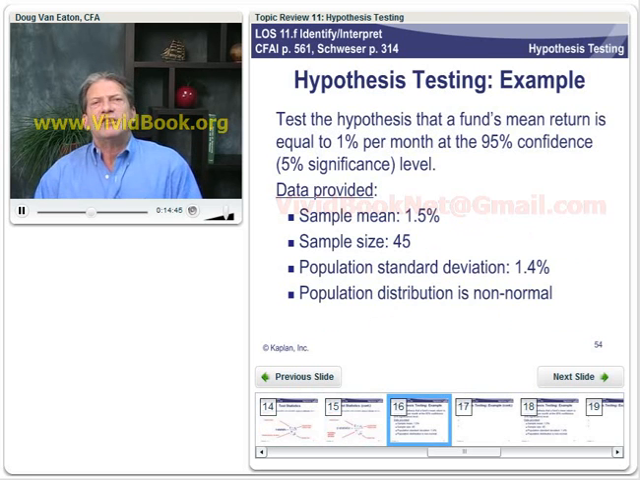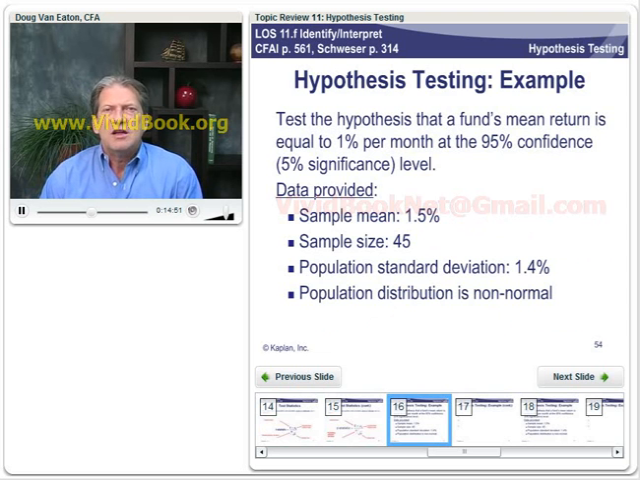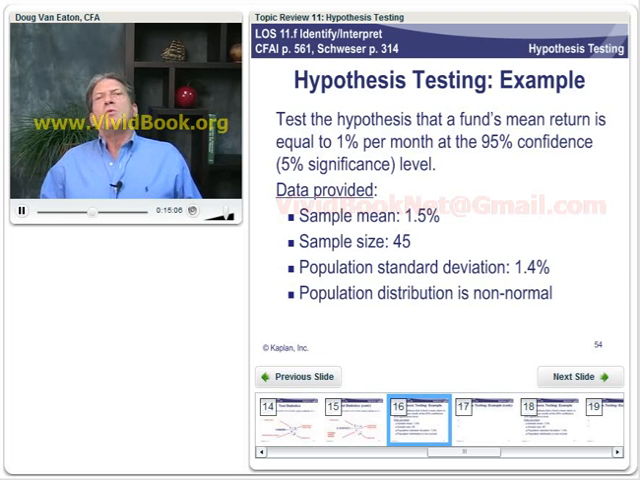So let's take an example of a hypothesis test. We want to test the hypothesis that a fund's mean return is equal to 1% per month at the 95% confidence level. Now 95% confidence means 5% significance. Remember, with 95% confidence, we can reject a true null 5% of the time just by chance.